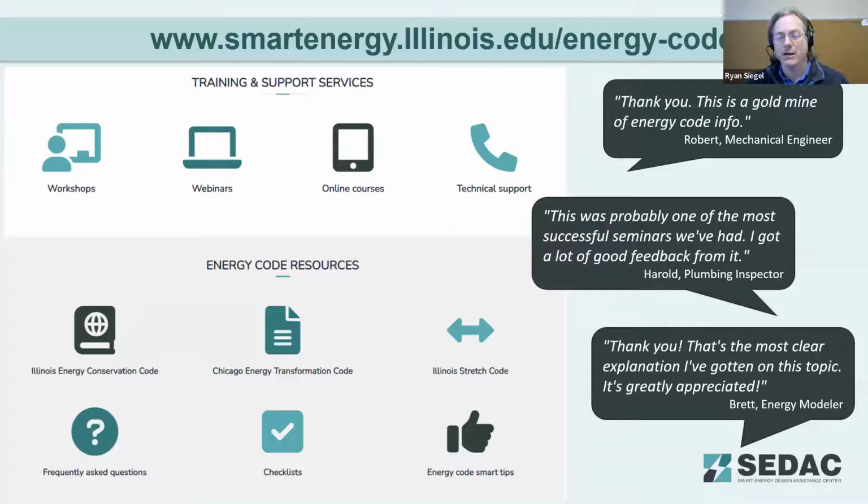We also do have checklists. So some of these also include things such as templates for the building certificates that are now required for both residential and will be required for commercial buildings as we move to the 2021, along with several energy code smart tips. So things like piping insulation, domestic hot water systems, and things like that.